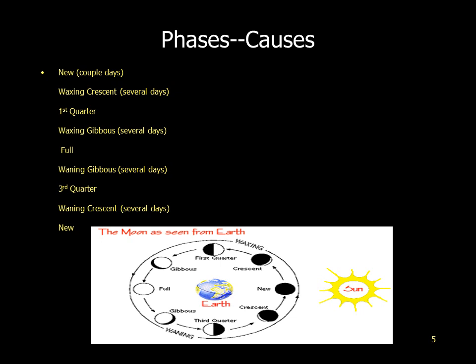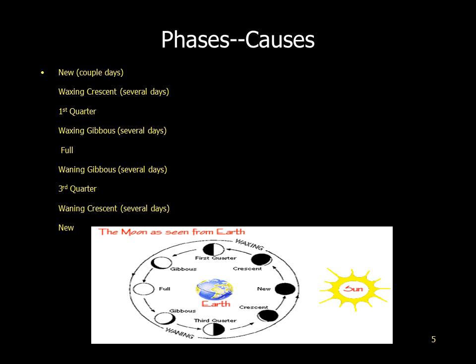Then again a waning gibbous. Waning means shrinking. The moon starts to shrink. That full circle starts to shrink. That's why it is called a waning gibbous. Then third quarter, then a waning crescent, and finally a new moon. So about 29.5 days after the last new moon, a new moon occurs again.